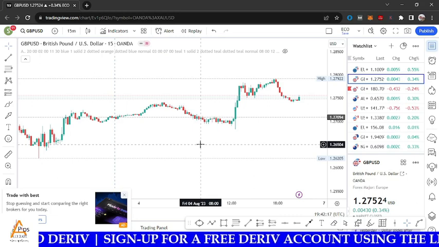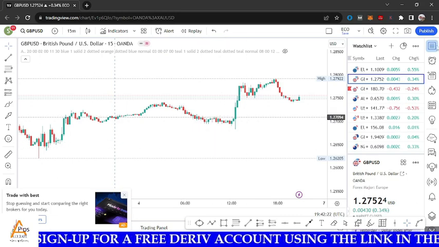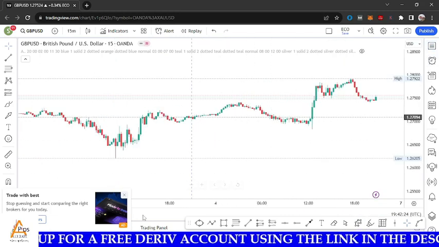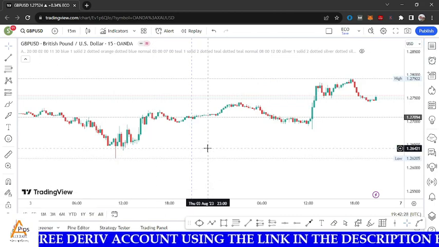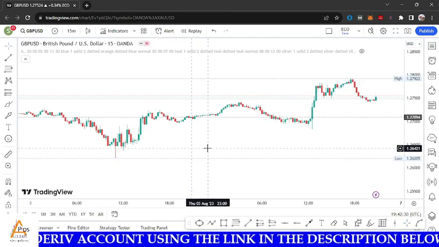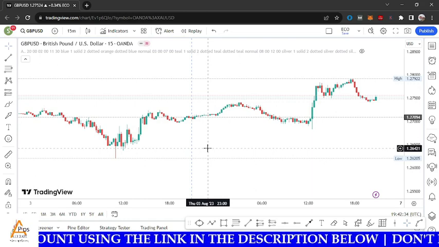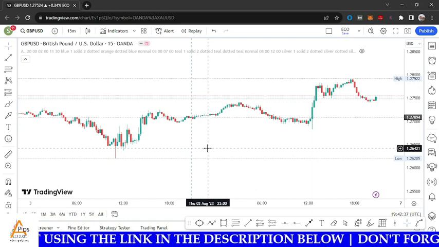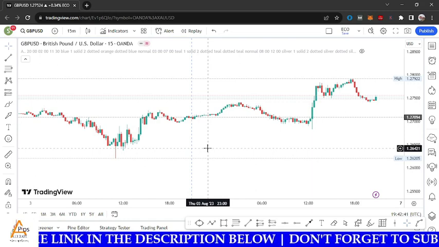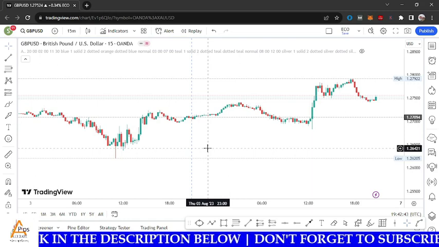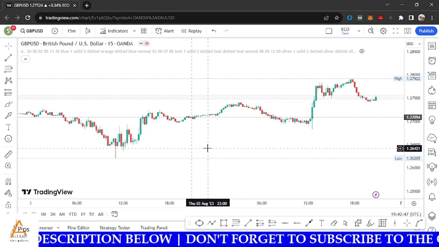Okay, all right, so this GU chart, this 15 minutes, means 15 minutes is representing my higher time frame. One thing, if you make your analysis on daily time frame, that means your entry should be on either 1 hour or 30 minutes. If your analysis is on H4, your entry must be on 15 minutes.